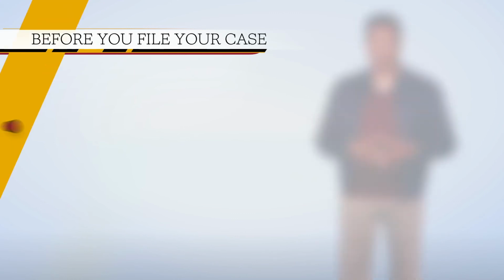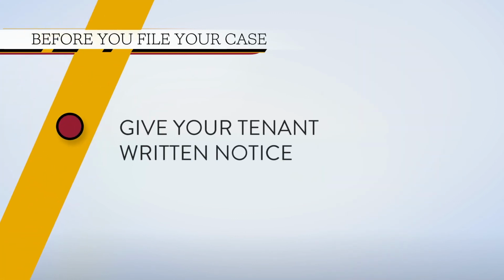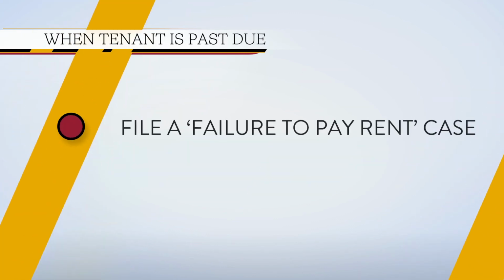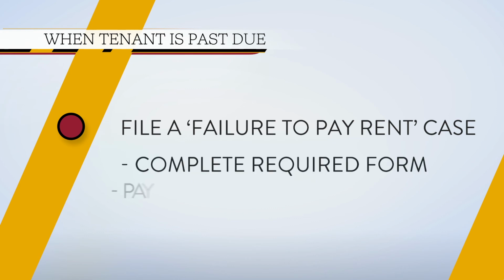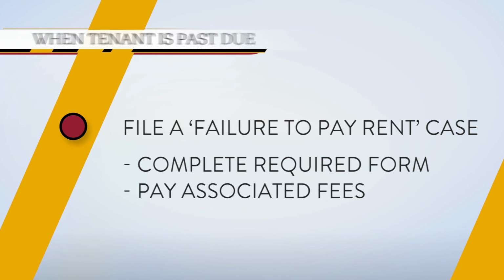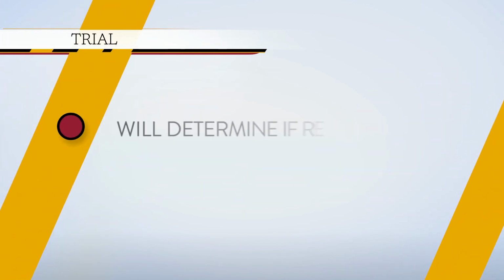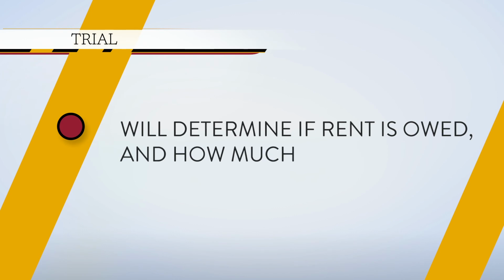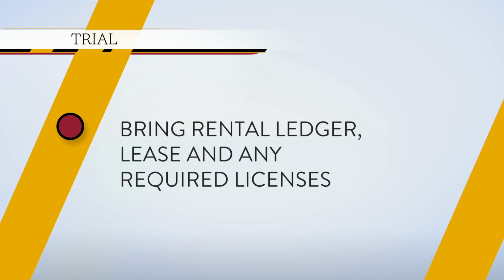Let's review what you've learned. Before you can file a failure to pay rent case, you must provide your tenant notice of your intention to do so. When your tenant is past due on rent, you may file a failure to pay rent case in the district court where the property is located. Complete the required form and pay the associated cost. A trial will be held to determine if your tenant owes rent and if so, how much. Be sure to bring your rental ledger, the lease, and any required licenses to the trial.